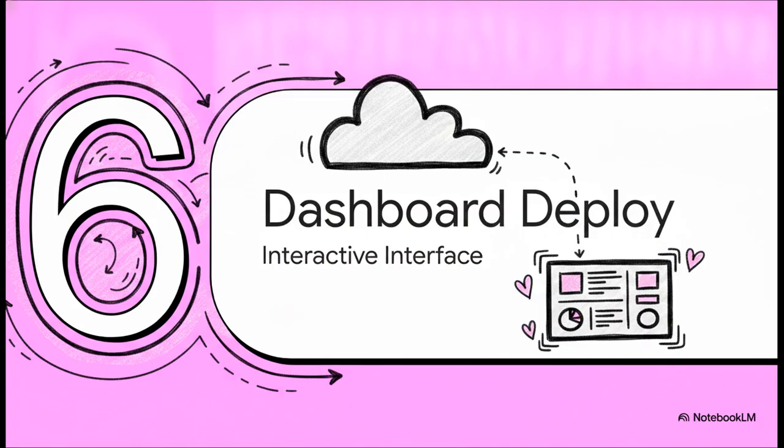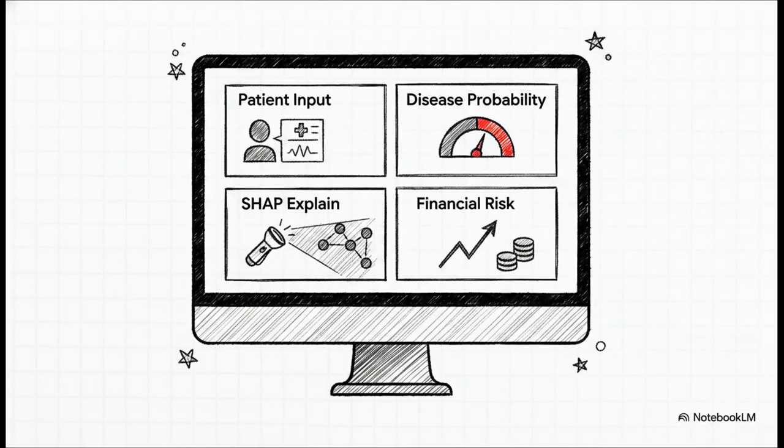Finally, we arrive at Section 6, Deployment and Interactive Dashboard, because all of this complex data science really needs a home. I mean, what good is a model if no one can actually use it? The author built this highly user-friendly interface where you can easily just input patient data. Instantly, you get the heart disease prediction probability. And right next to that, you see those SHAP explanations telling you exactly why. And finally, the financial risk estimation pops up. It's this beautiful, seamless integration of predictions, transparency, and financial analysis, all sitting in one place.